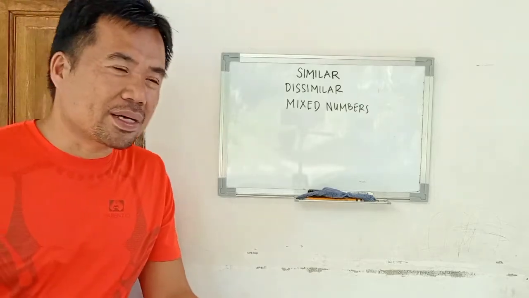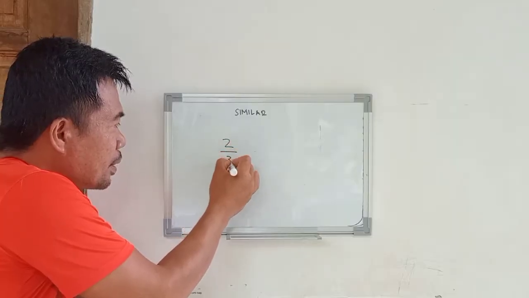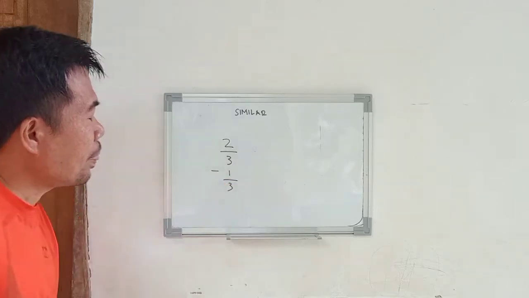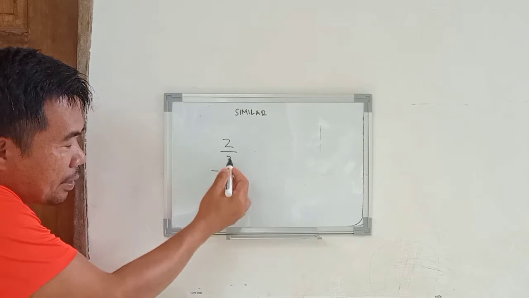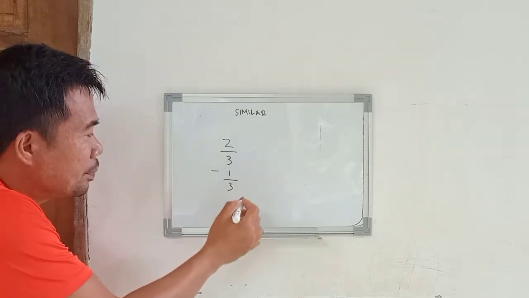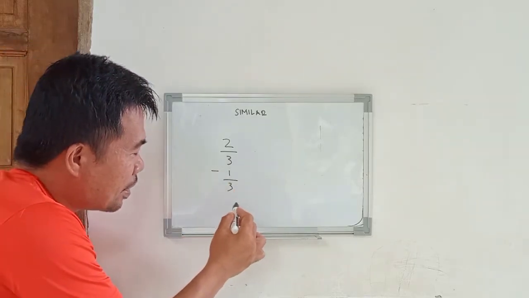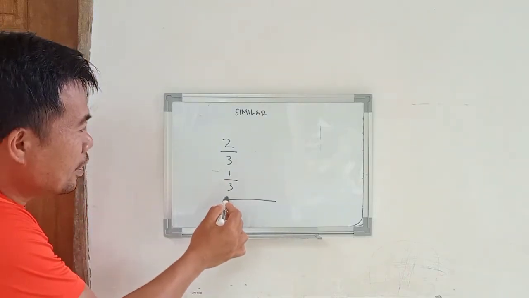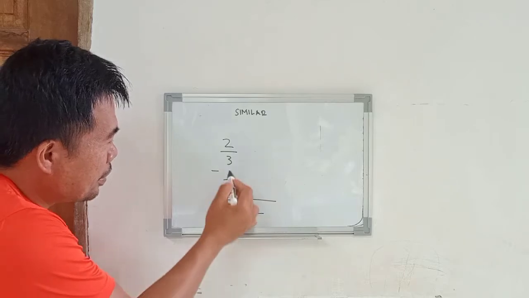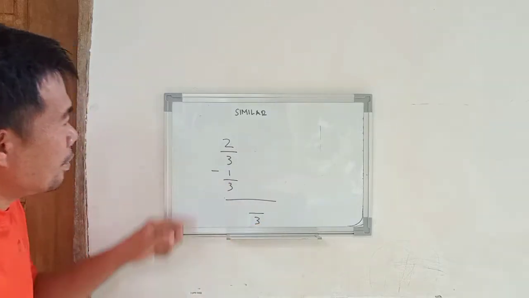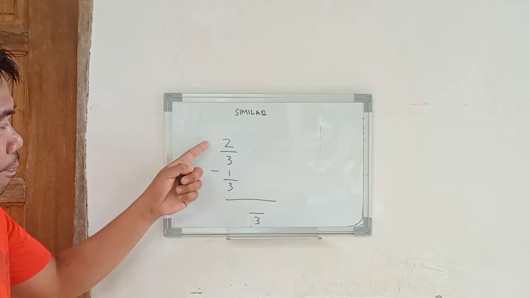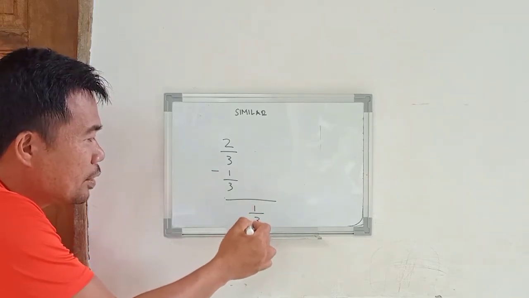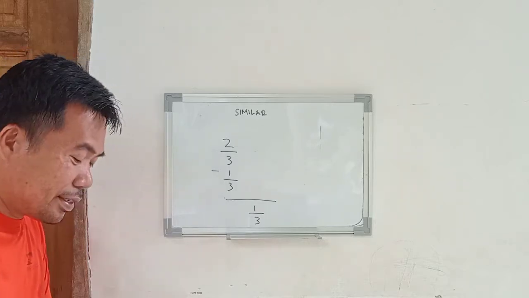So let's start with similar fractions. 2/3 minus 1/3. So this one has the same denominator. Like adding fractions, all we have to do is copy the denominator, which is 3, and subtract the numerators. So 2 minus 1, so 1. So the answer is 1/3.